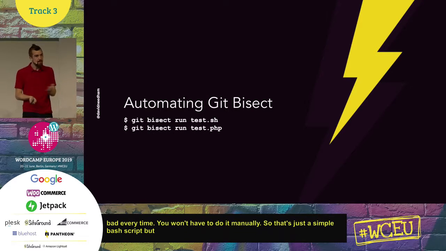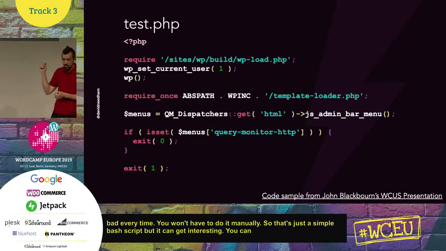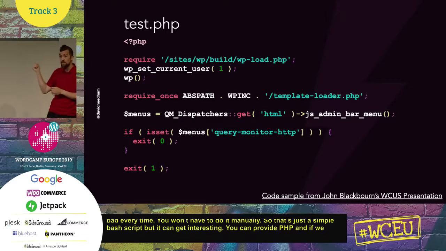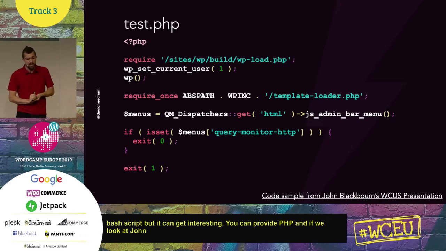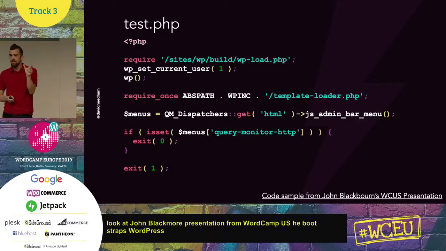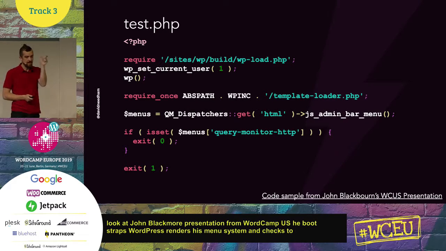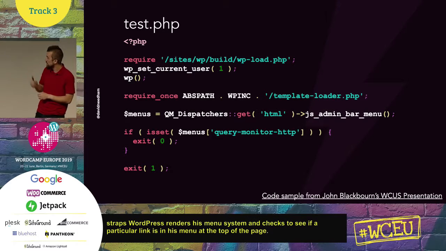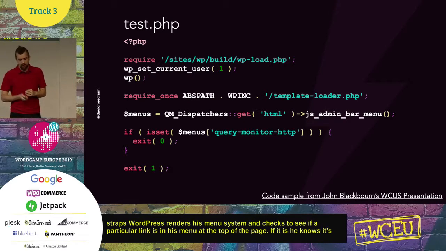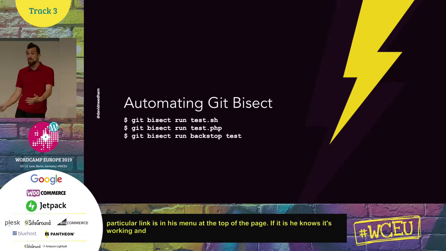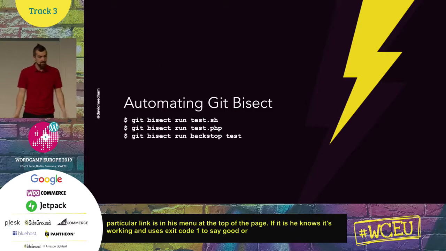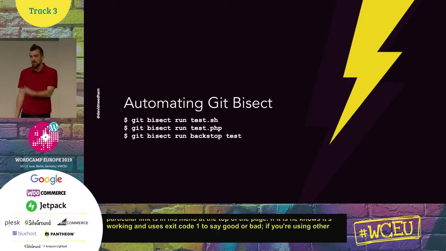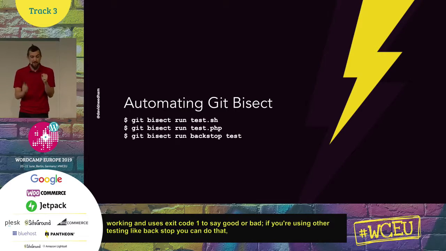You could also provide some PHP. And if we take a look at John Blackbourne's presentation from WordCamp US, which I have a link to here in my slides, he actually has a great scenario where he bootstraps WordPress. He renders his menu system, and he checks to see if a particular link is in his menu at the top of the page. If it is, he knows that it's working, and he uses exit code 0 or 1 to say pass or fail, good or bad. But of course, if you're using other sorts of testing, like BackstopJS, for example, visual regression testing, you can do that. The important thing is really just the pass-fail.